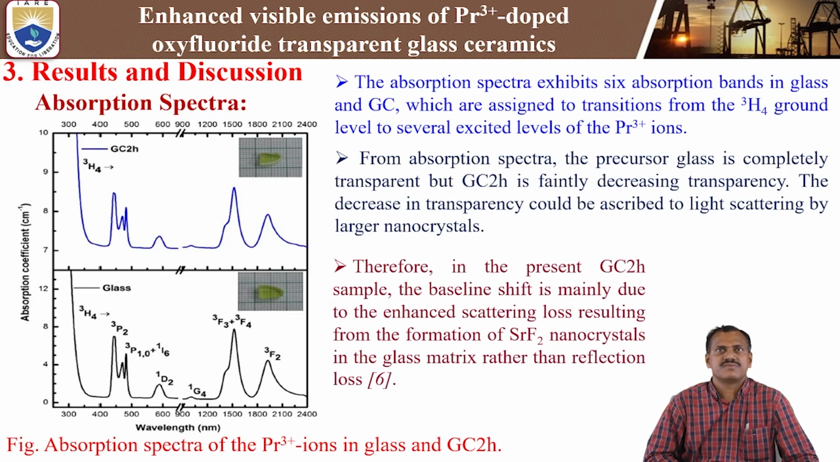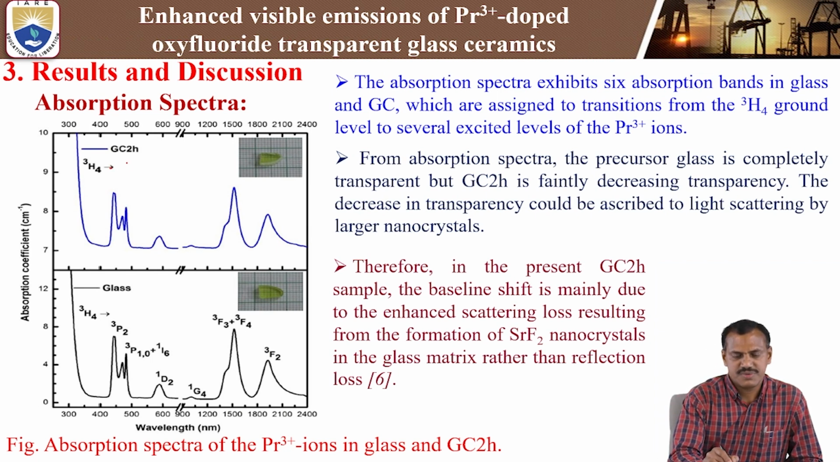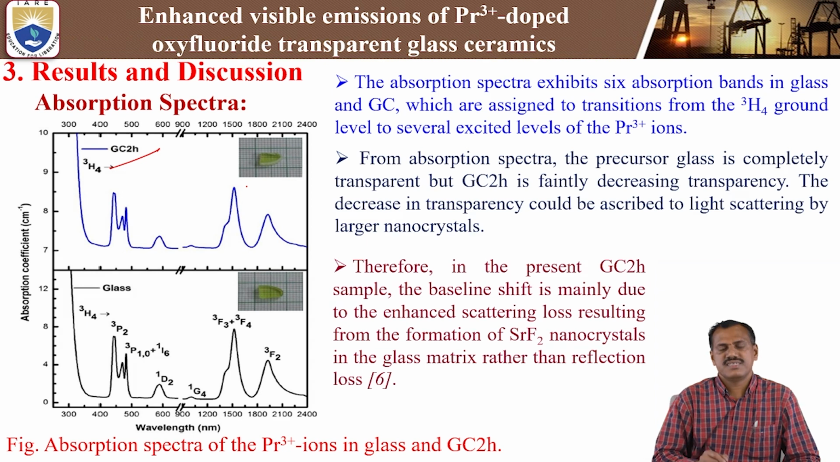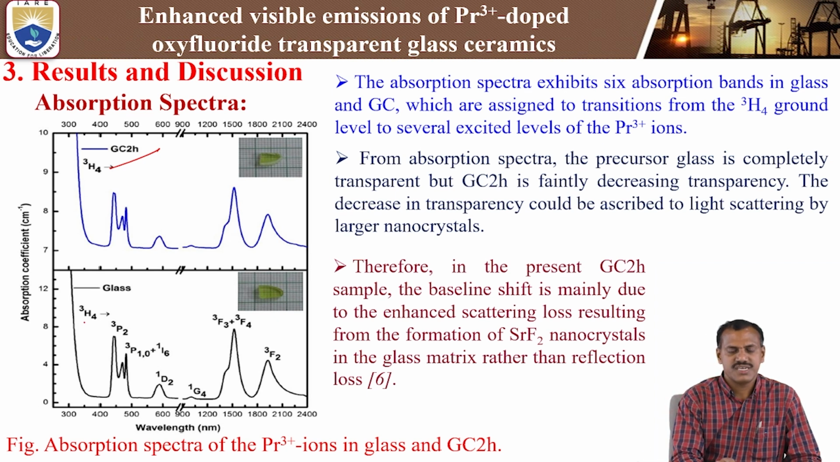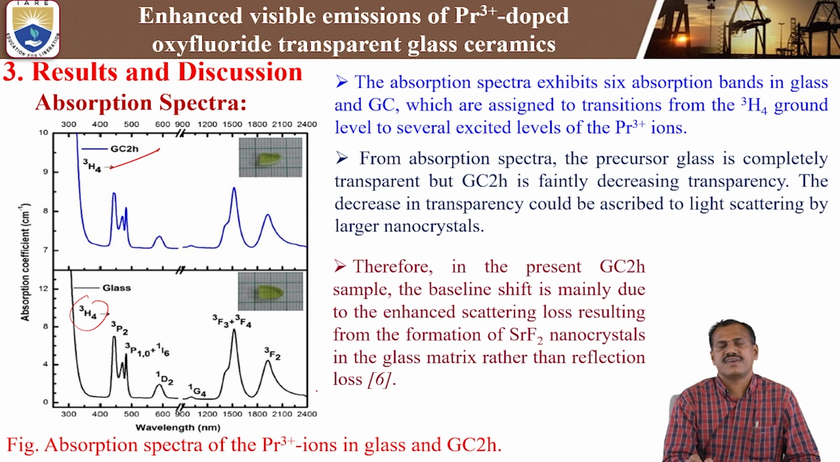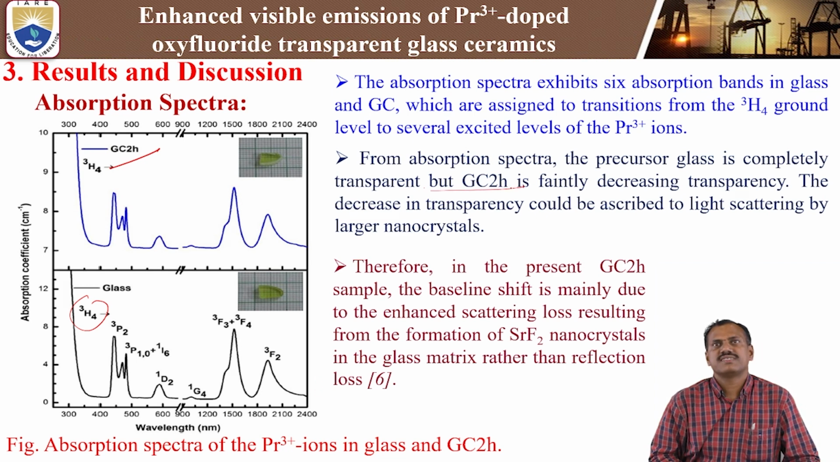Next, coming to the absorption spectra. From the absorption analysis, we are observing the glass sample as well as the glass ceramics. In the glass sample, completely transparent glass is observed. Next, in the glass ceramic, prepared at 650 degrees centigrade for 2 hours, we also observe transparent glass. The absorption spectra exhibit 6 absorption bands in the glass and glass ceramics, which are assigned to transitions from the ground state 3H4 to different excited state levels. The glass is completely transparent, but the glass ceramic at 2 hours is slightly decreasing in transparency.